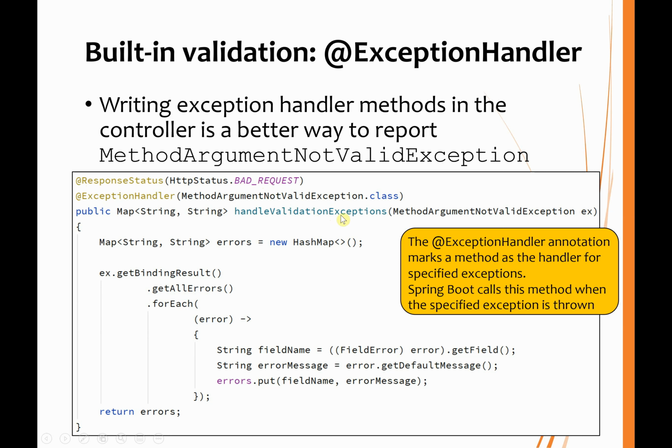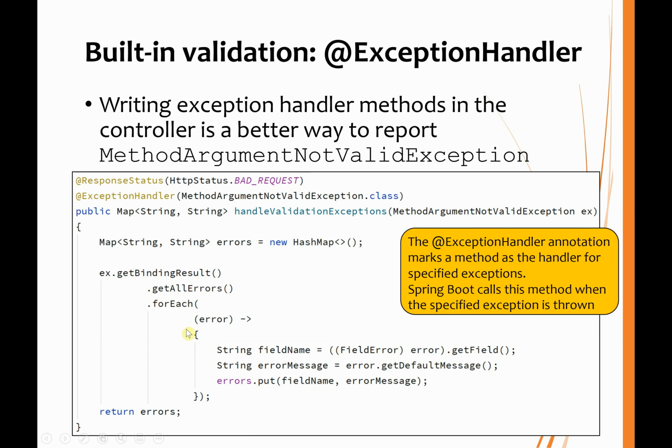This method is going to return a map where it has a string for both the key and the value. We can return from this whatever we want, and that, of course, will be converted into a JSON string and then used at the client end. So what I'm doing in this method is to generate a new hash map, and then we'll get the binding result from the exception. Here it is. That's the exception that we're processing. We'll get the binding result, and then we'll get all errors. And for each of those errors, we're going to put into the hash map the field name and the error message that is generated here.